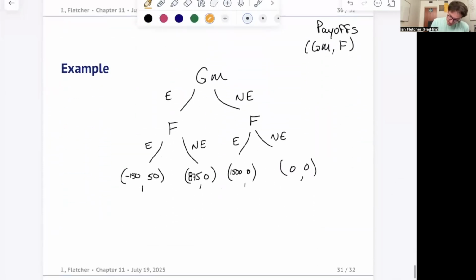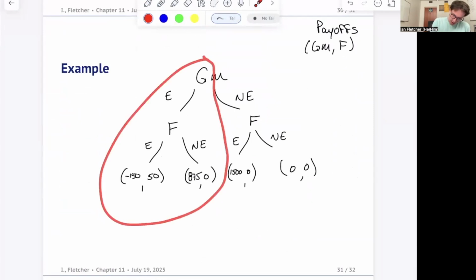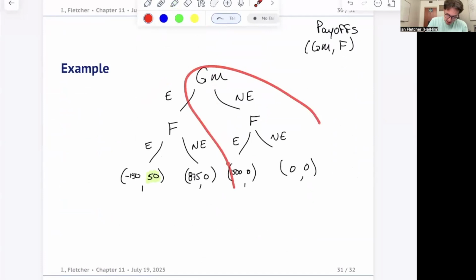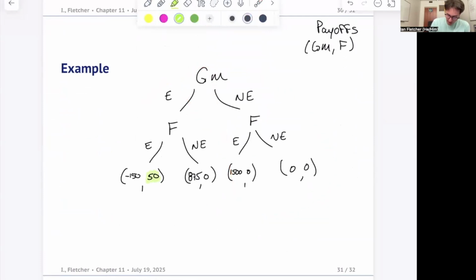So to look at this, let's go backwards. Assuming GM is going to enter, so assuming that we are on this side of the tree, Ford's best response is to enter, right? Because 50 is bigger than 0. Similarly, on this side, if GM doesn't enter, oh wait, shoot, sorry. I think I wrote these backwards.